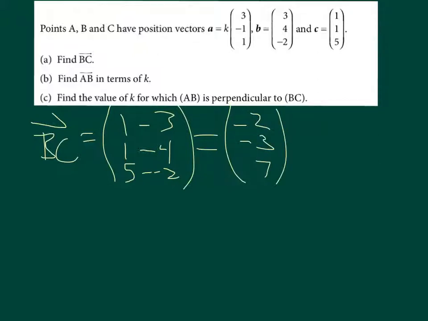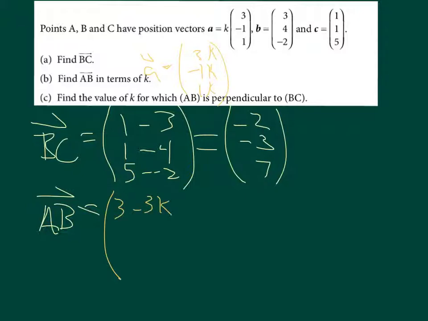Cool, part A done. Part B, find AB in terms of k. So remember, terminal point minus initial point. Let me back up to the top here. Vector A can be given as 3k, negative 1k, and 1k. That's vector A. So AB is going to be 3 minus 3k, and then 4 plus k, and then negative 2 minus 2k, or minus k, sorry.